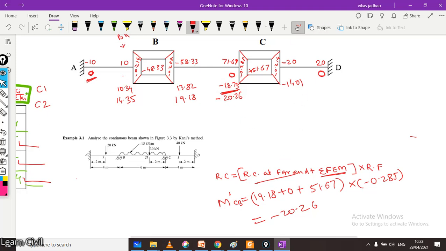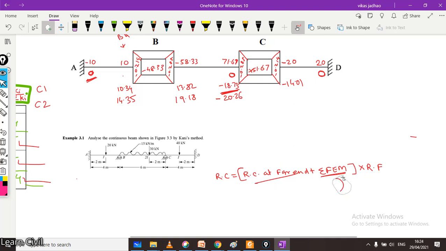Similarly, the rotation contribution for CD will be calculated. The formula will remain same. The formula will be M dash CD, equal to the rotation contribution of far end, that is this 19.18. For CD, the far end is this 19.18.